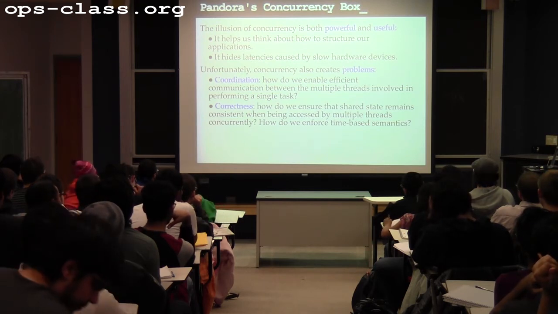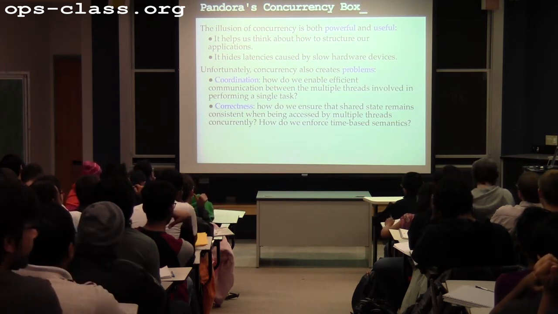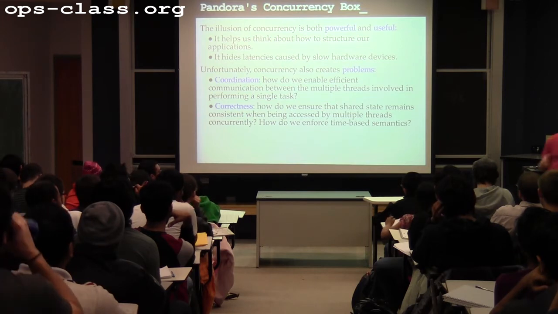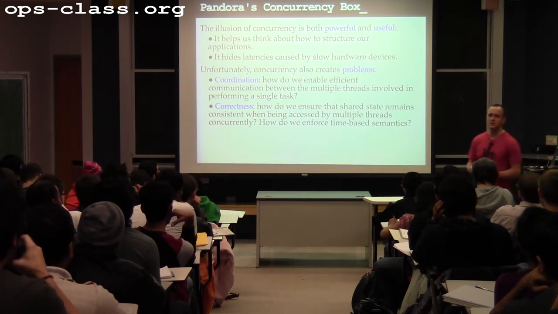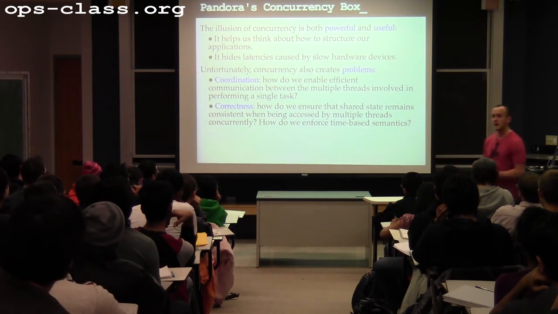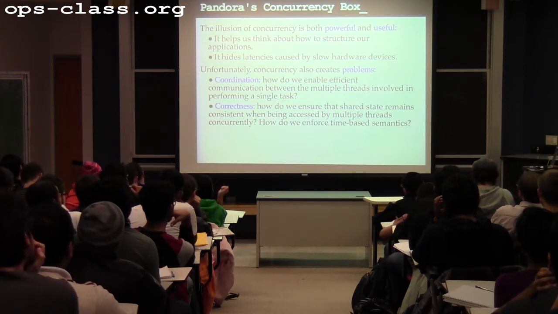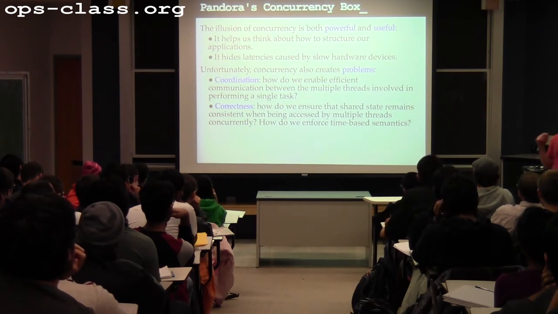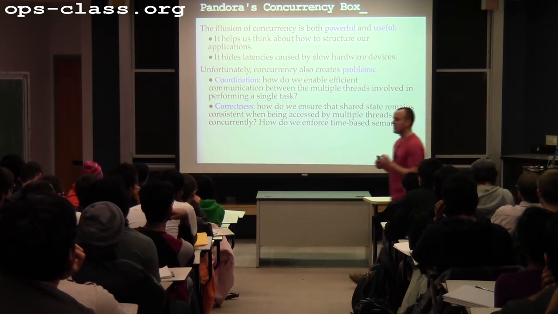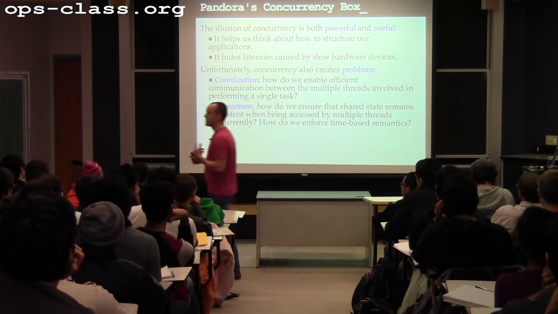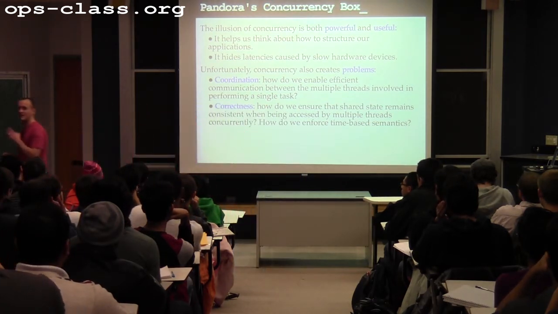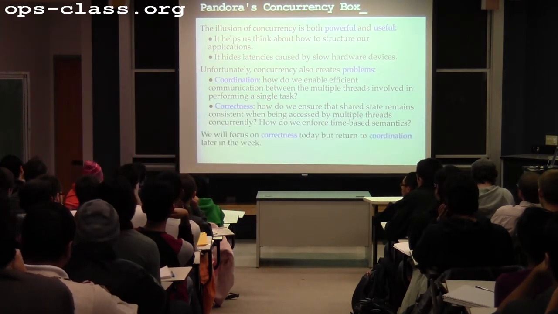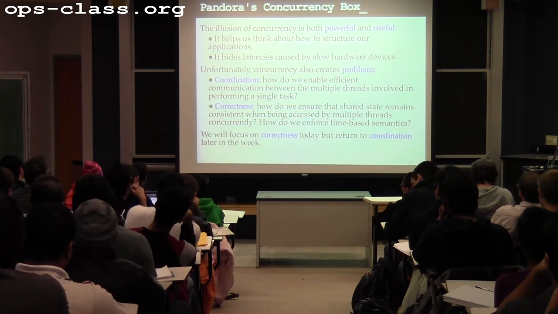Equally important is the idea of correctness. When I start having multiple threads accessing the same data structures, we need to make sure that those accesses are consistent, and in general this is because those accesses can occur in any order. When you think about multiple threads within your operating system, you have to assume that those threads' operations can be interleaved in any arbitrary way. So today we'll start by talking about correctness, and then later in the week we'll come back and talk about coordination.